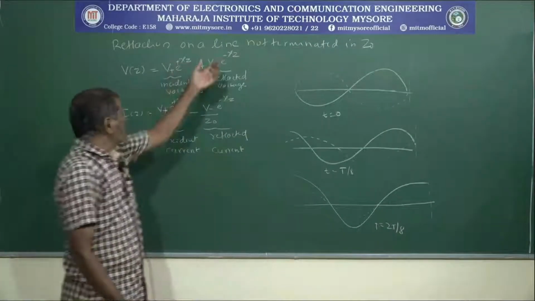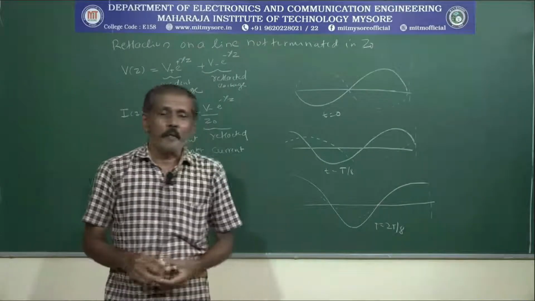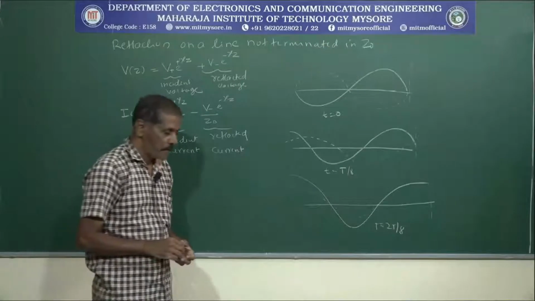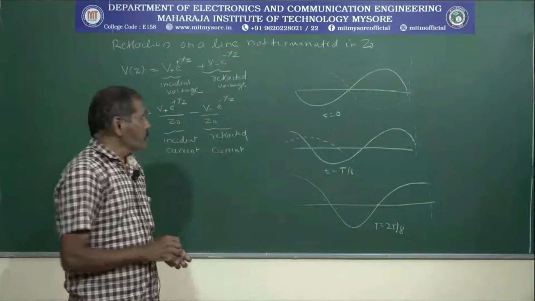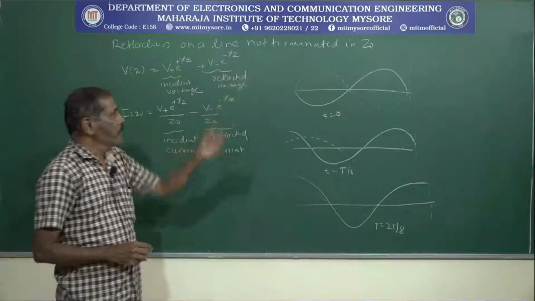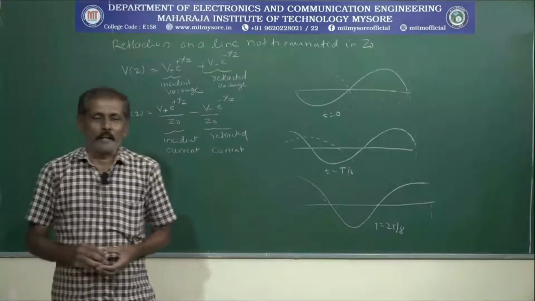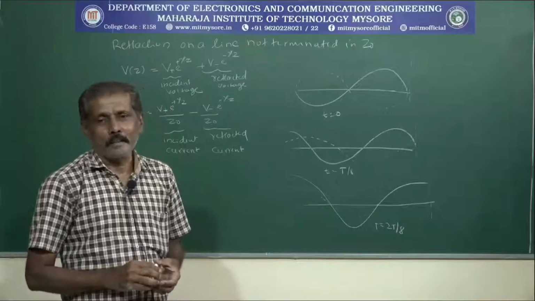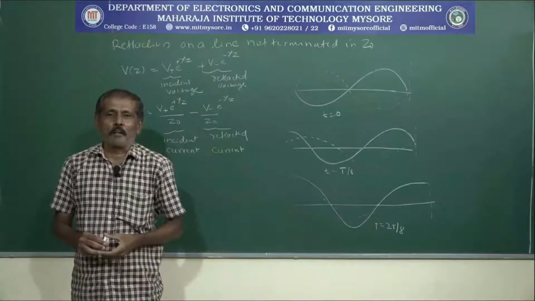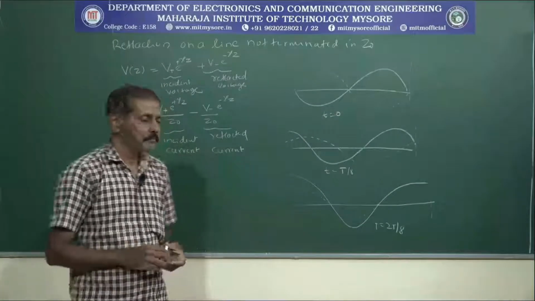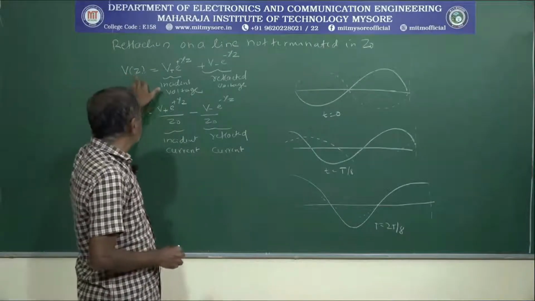Okay. Now, let us consider a reflection on a line not terminated in Z0. In communications, the transmission line has to be terminated with a characteristic impedance Z0, but if a particular line is not terminated in the characteristic impedance Z0, then the phenomenon that occurs is reflection. Let us see first.